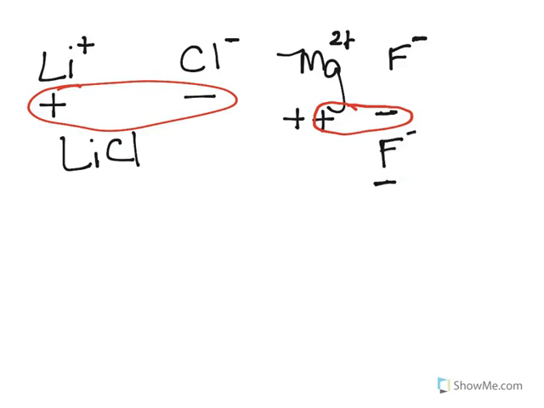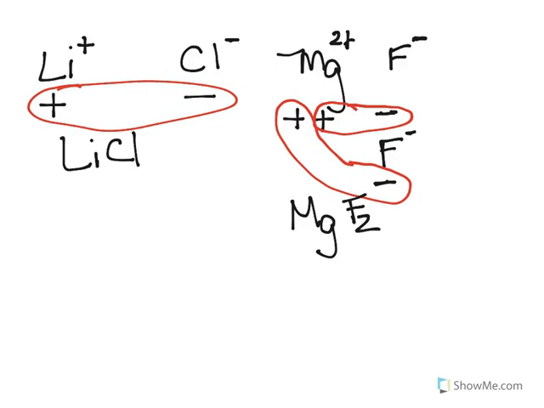Let's add another fluorine. This fluorine has a minus charge. The second fluorine and the second positive cancel each other out. We are now electrically neutral. Therefore, the formula for this is 1 magnesium and 2 fluorines. So the formula for this compound is MgF2.